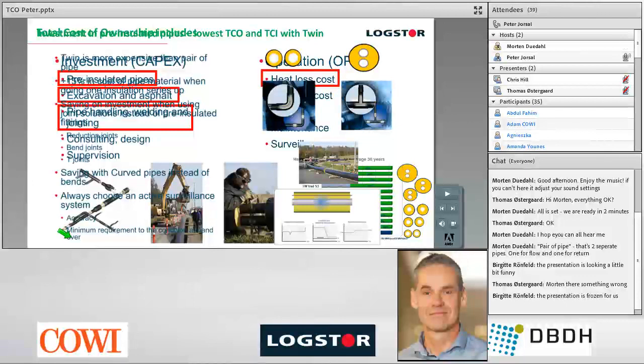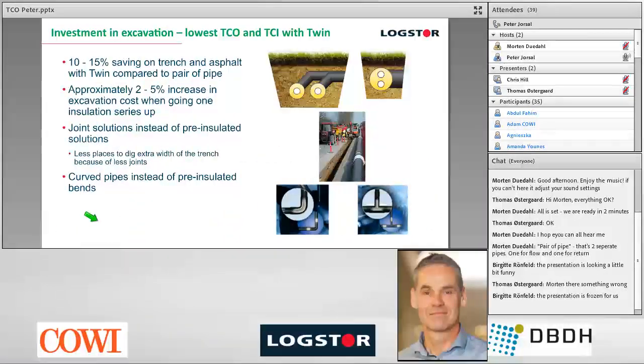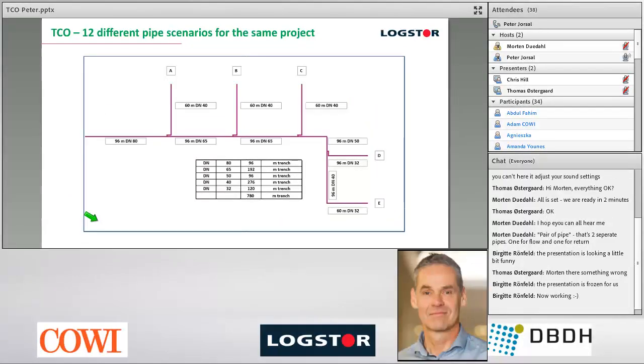So I'm on the slide where you see investment in excavation, and here you will have the 10 to 15% saving on the trench and the asphalt work if you do twin pipe compared to single pipe. Approximately, you'll have between 2 and 5% increase in excavation cost when going one insulation series up, for example, from CS1 to CS2. If you do joint installation instead of pre-insulated solutions, then you will also have a saving on the excavation cost. And also when you do curved pipes instead of pre-insulated bends, you will have a saving on the excavation work.